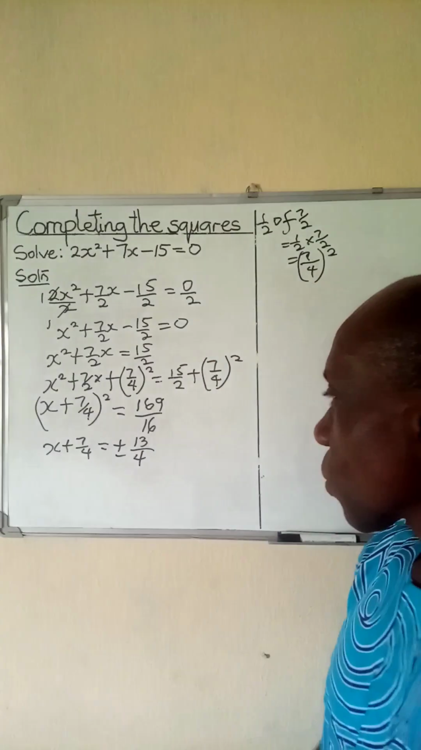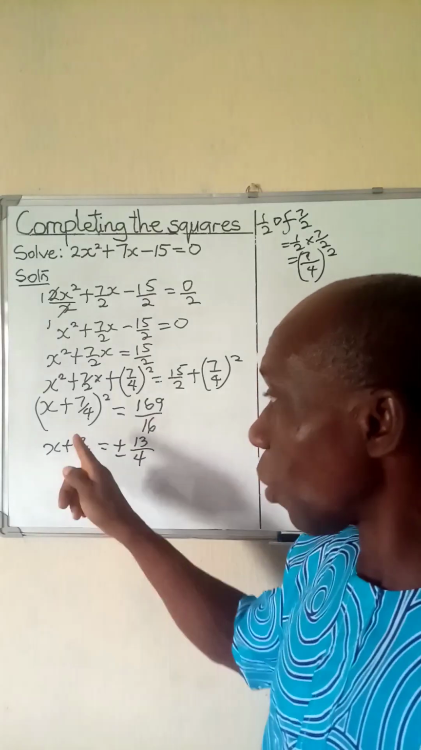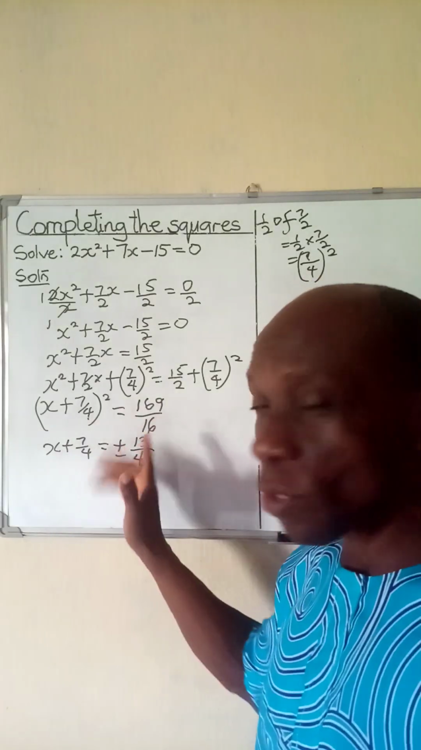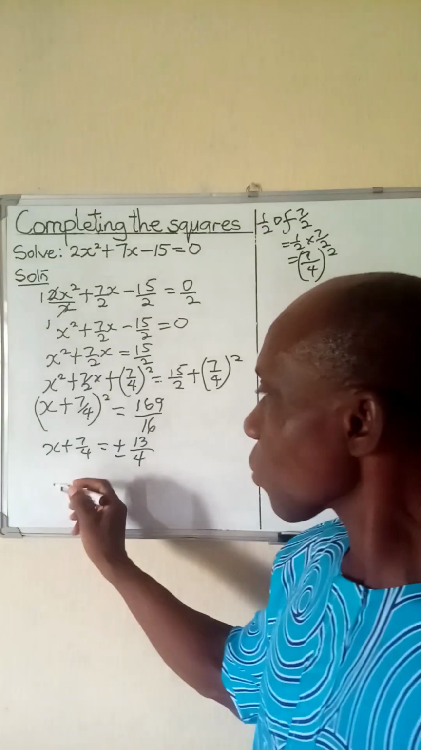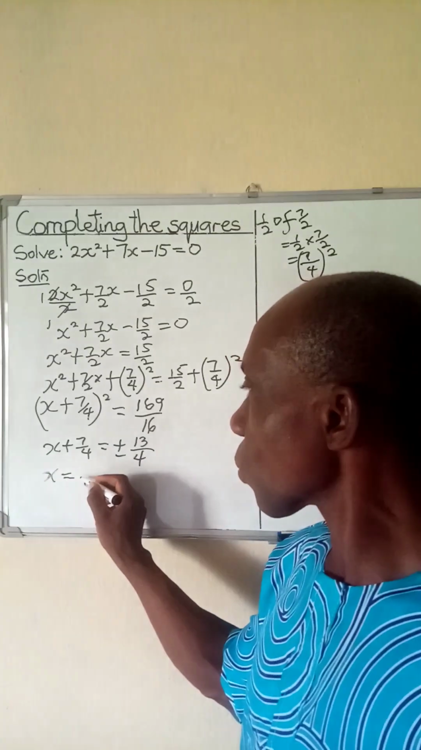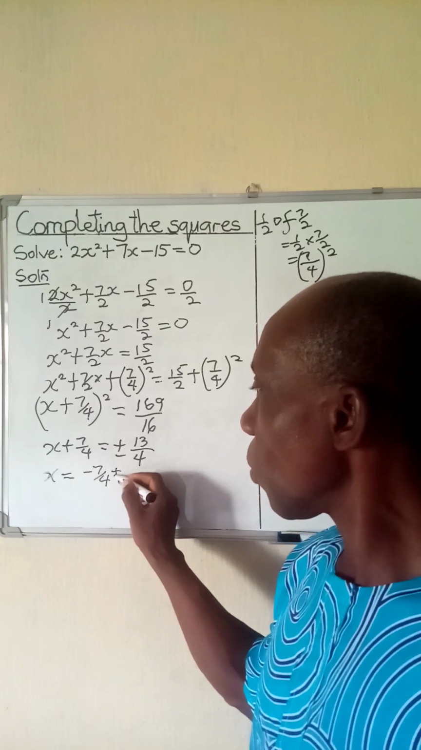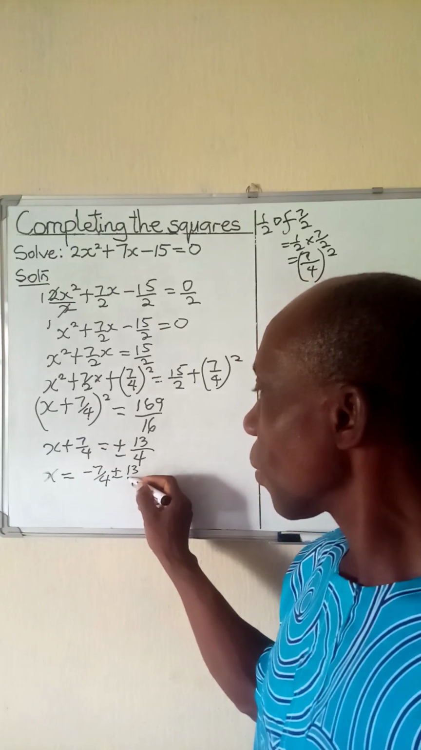So the next thing we do is to make x the subject of the formula. We'll move 7 over 4 to the right hand side. Already it's a positive term here, so when it crosses, it's going to be negative. Take note. So I can simply say that my x equals minus 7 over 4 plus or minus 13 over 4.